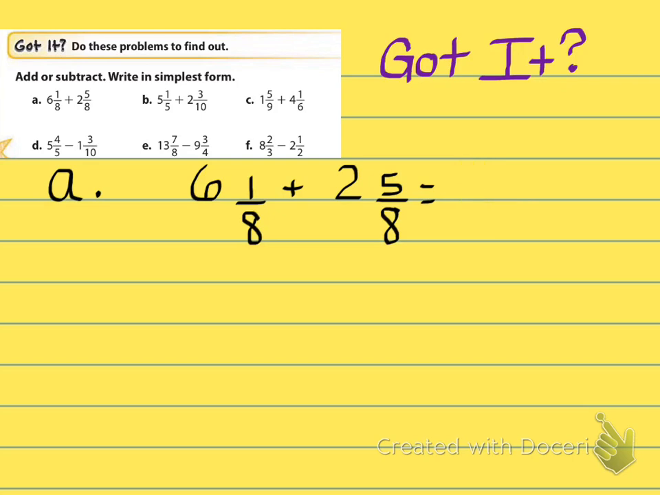Okay, sorry about that. So when we have the same denominator, we can just go ahead and add the whole numbers. So we get 6 plus 2 is 8. And then we are going to add the numerators. 5 plus 1 is 6, so 6/8. And then we need to simplify that.